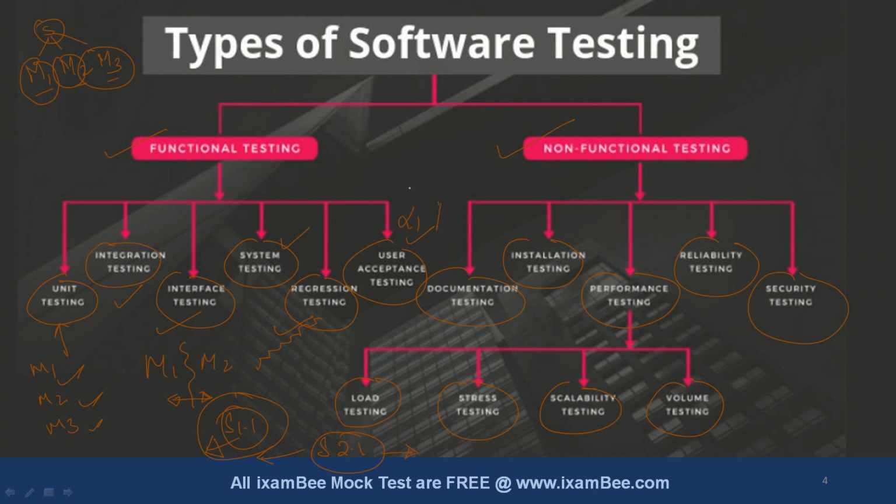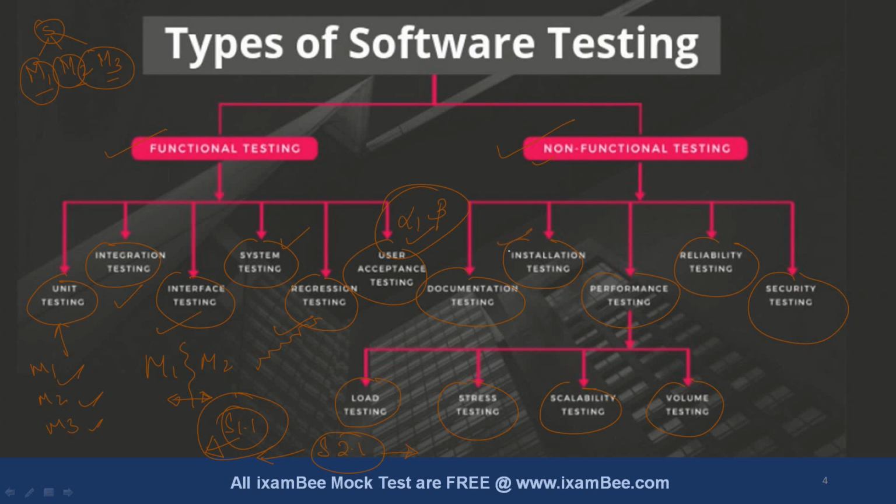This is basically the alpha and beta testing, which are done before the actual deployment or the production of the software. Then we have the non-functional testing. In non-functional testing, we have documentation testing. Whatever documentation you have provided, we will check all those parameters against the software.